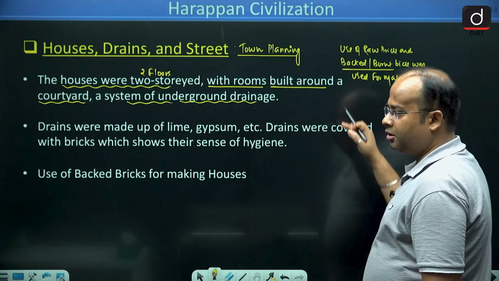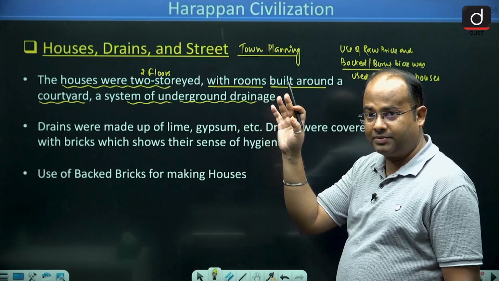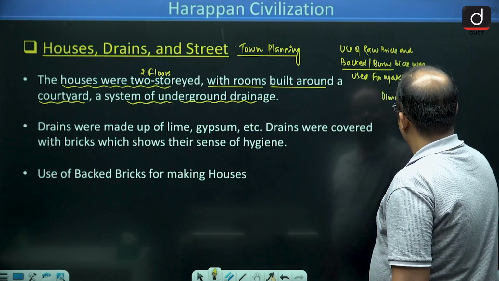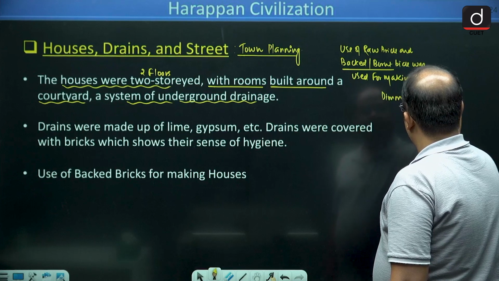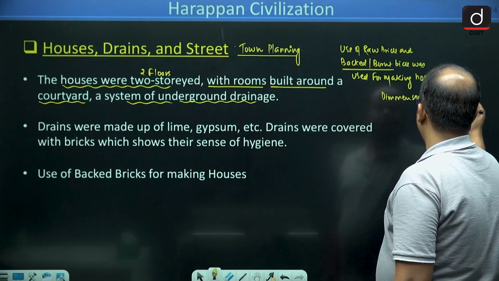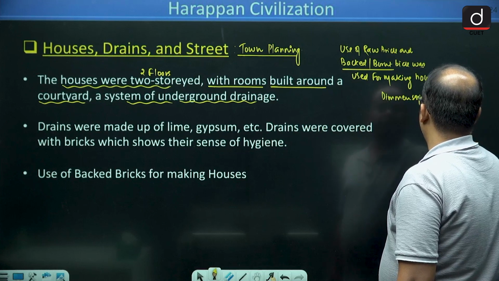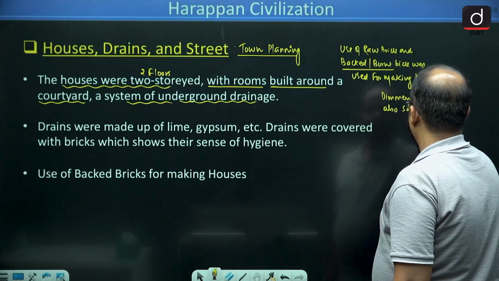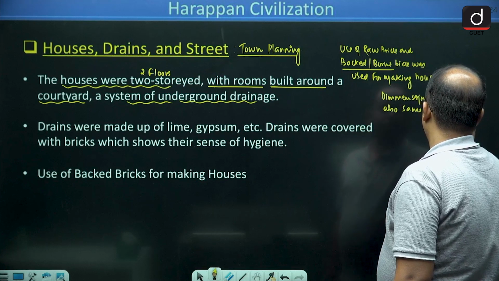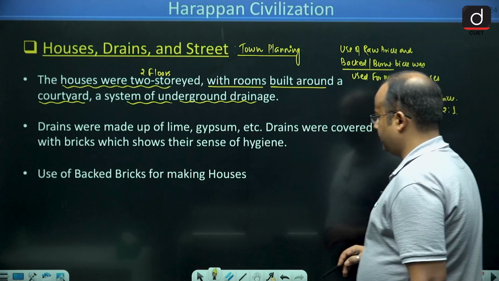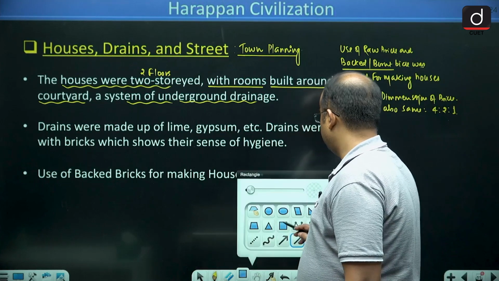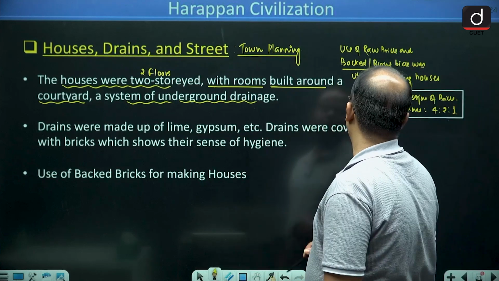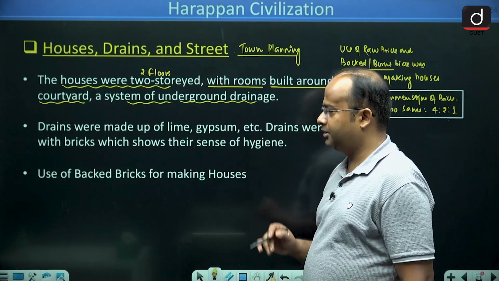And the dimension of brick was also the same throughout the Indus Valley. That was 4 is to 2 is to 1, and that was used for making the houses.